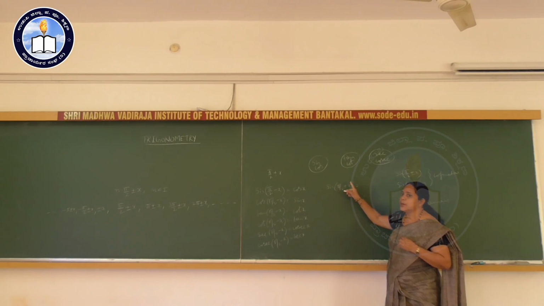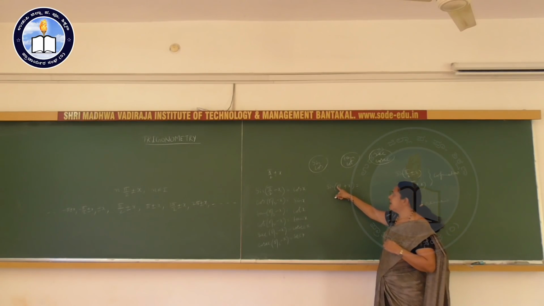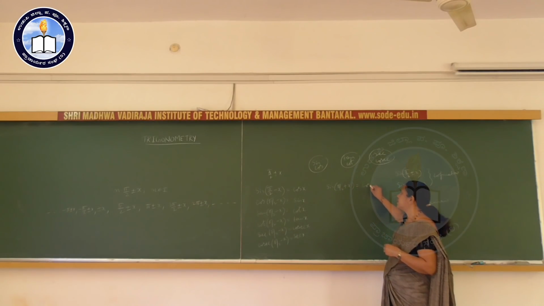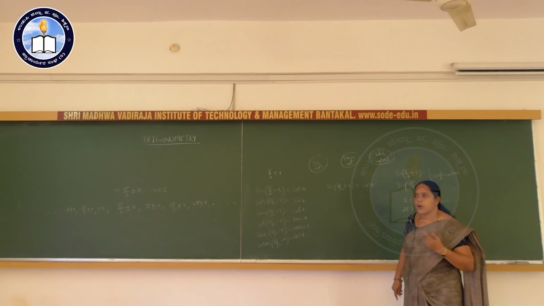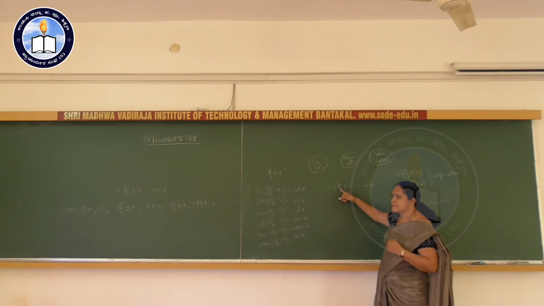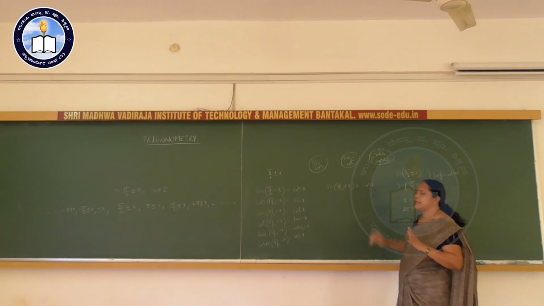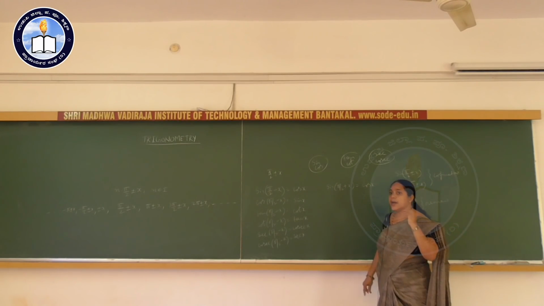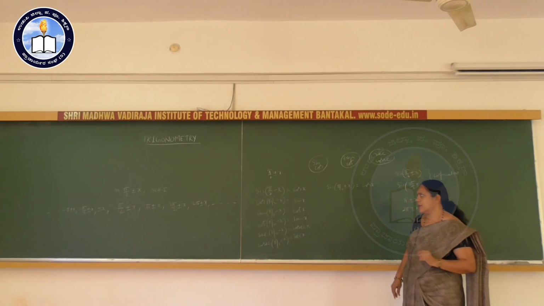Sine of pi by 2 plus x. Here, since it is pi by 2, sine changes to its co-function cos. Again, this angle is in the second quadrant. In the second quadrant, sine is positive. Therefore, the answer is plus cos x.